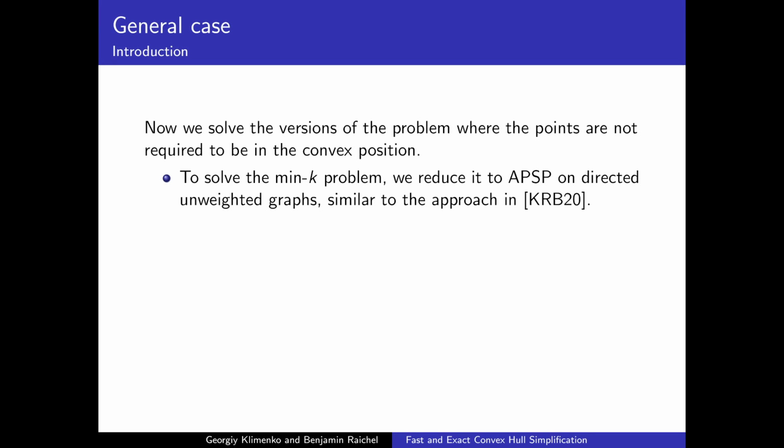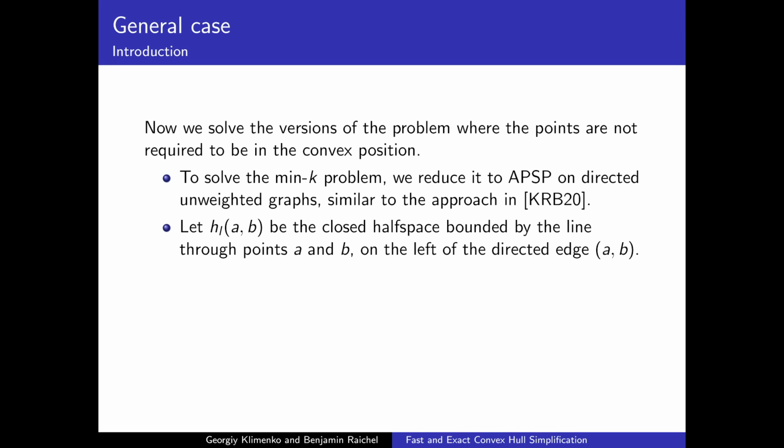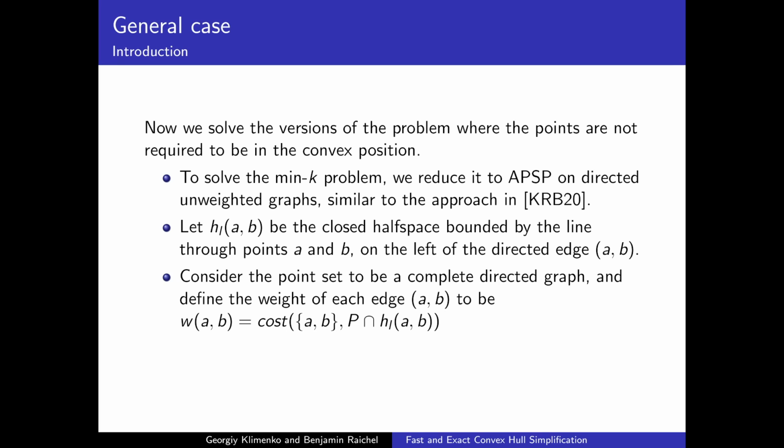First, by HL of AB, we define the half space to the left of the directed edge AB. For such a directed wedge, we define its weight to be the maximum distance from all points that lie in that half space HL of AB to the edge AB. This gives us a complete directed graph. And we show that all edge weights can be precomputed in n squared log n time.